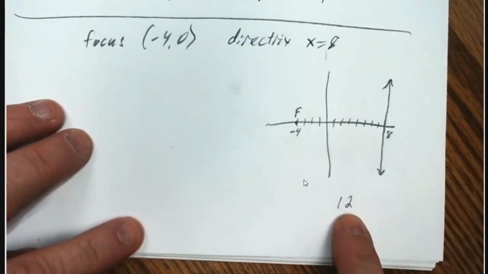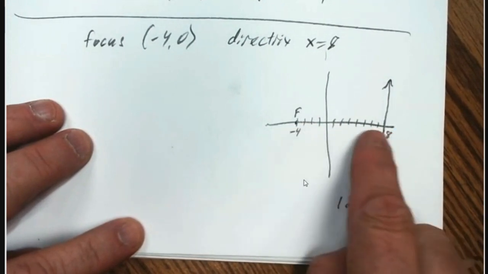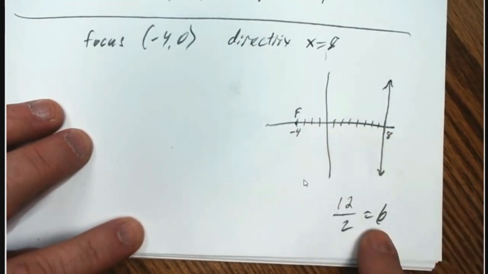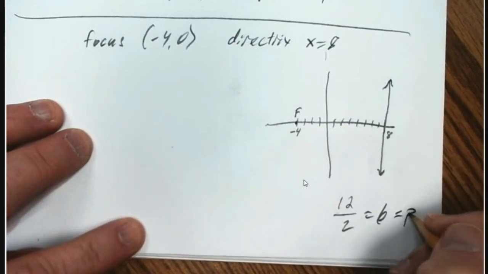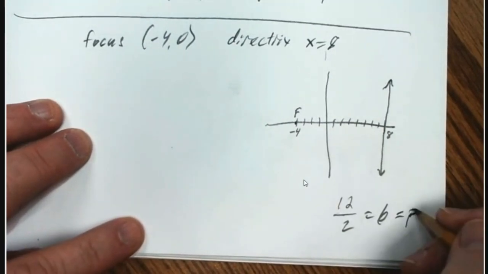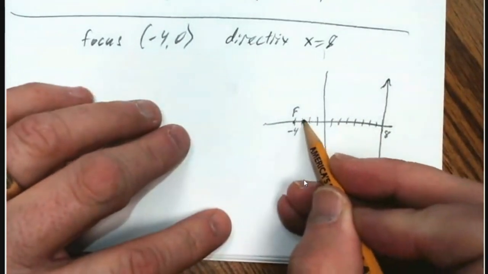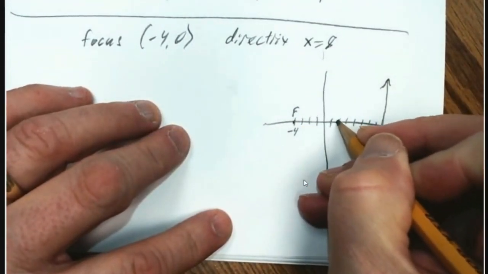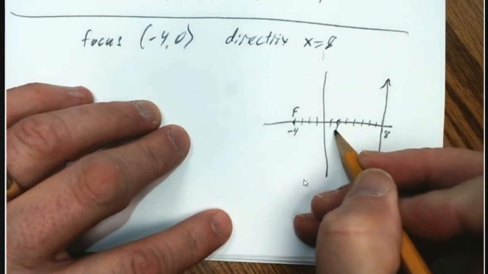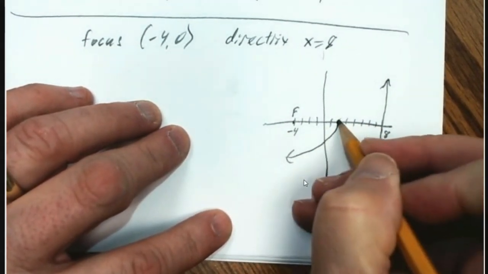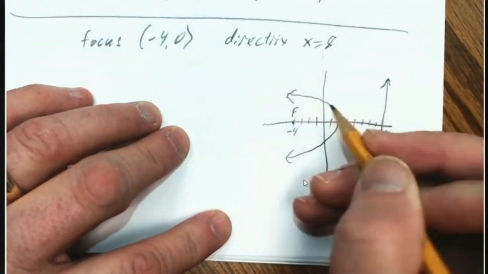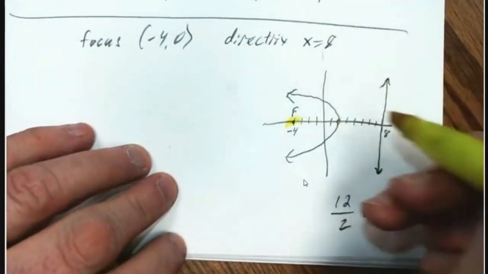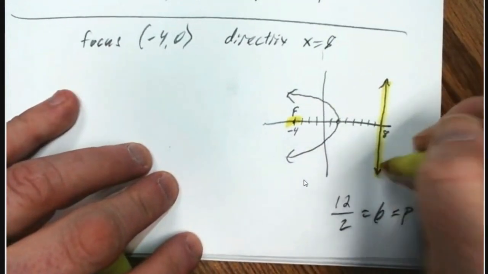And we know that the vertex is exactly in the middle. So just divide that by 2, and we know p is going to be 6. P is 6. So we can count 1, 2, 3, 4, 5, 6. Here is where the vertex of our parabola is. And if we sketch it, we know it goes this way because the focus is always in the middle of the parabola, and the directrix line is outside.